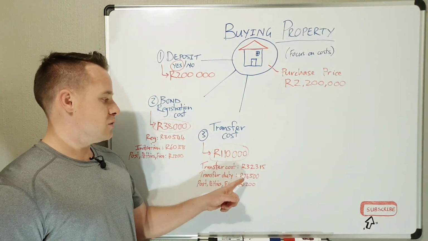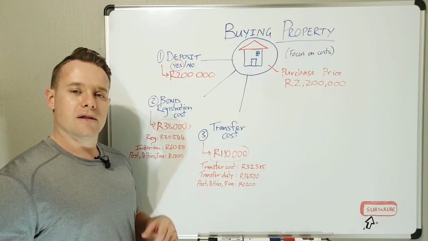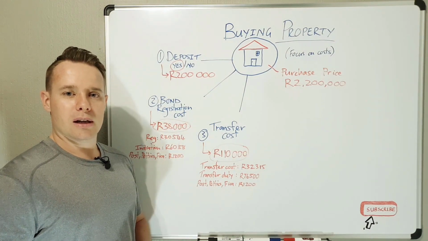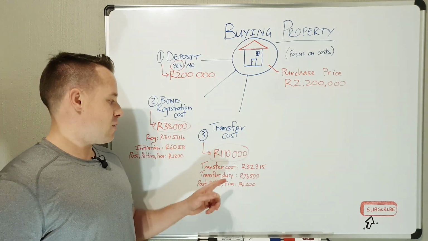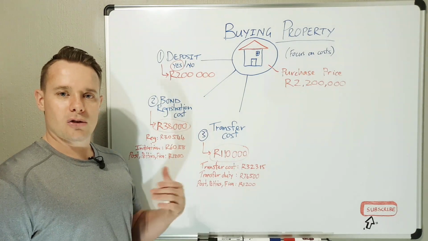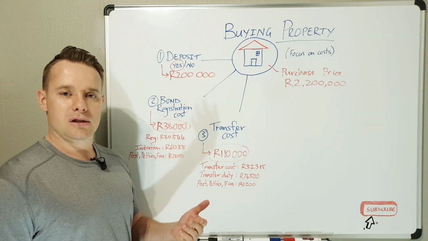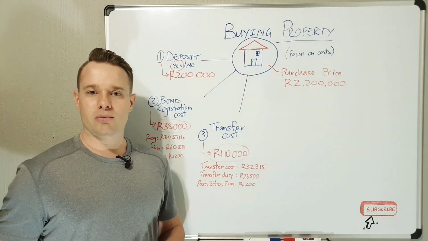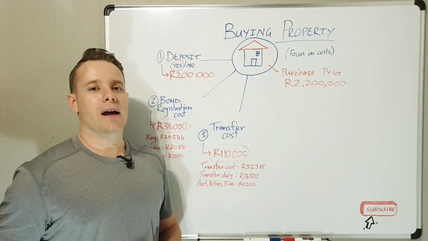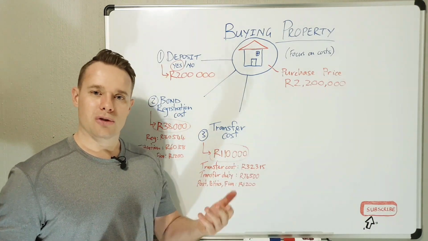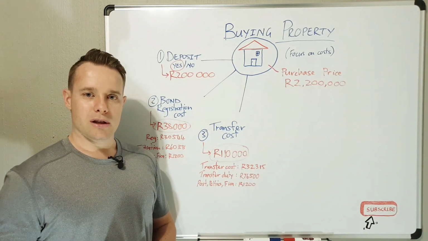Now the transfer duty is something that changes depending on the price of the property that you buy. If you buy a property less than 900,000 rand, you won't have any transfer duty. If the property value goes above that, it starts at a percentage and it increases with the value. Transfer duty figures are actually available on the SARS website, sars.gov.za, and you will see the sliding scale of transfer duty, how it increases with the value of your property that you are buying.